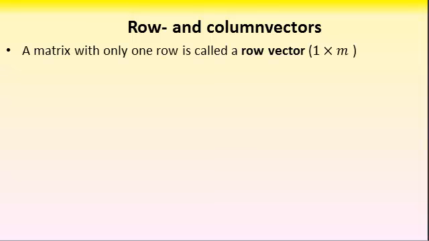The first one will be called row vectors. And the row vector is simply a matrix with a single row. That means that the first dimension index, the one that tells us how many rows the matrix has, must be 1 for a matrix to be a row vector. The second dimension index, the number of columns, may be any number.